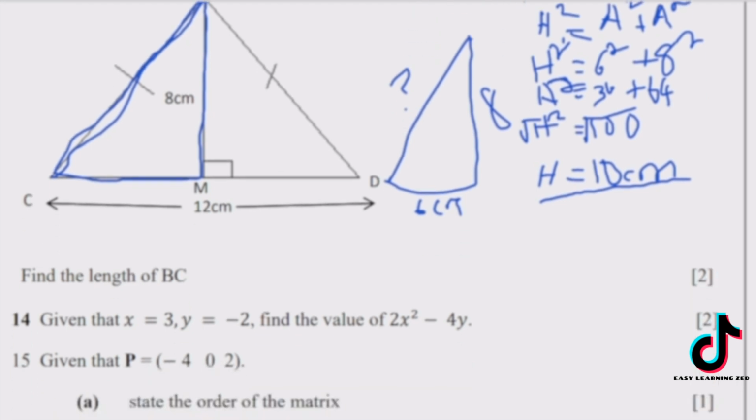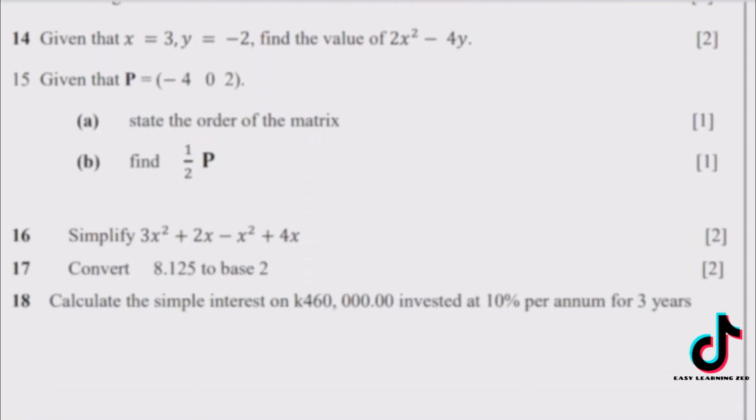Okay, so we go to the next one, which is question 14: given that x is equal to 3, y is equal to negative 2, find the value of 2x squared minus 4y. So what I'm going to do is rewrite this expression, which is 2x squared minus 4y.